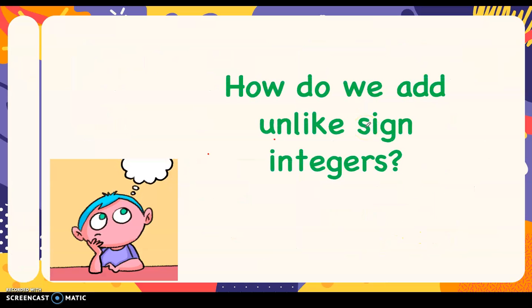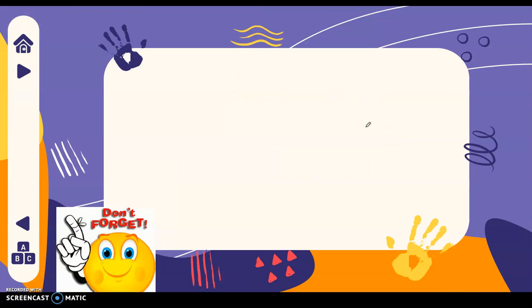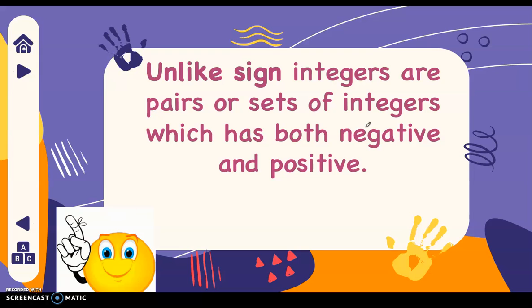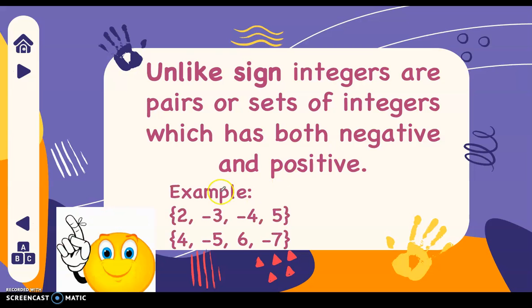We are going to add unlike sign integers. How do we add unlike sign integers? So unlike sign integers are pairs or sets of integers which have both positive and negative. So as you can see here in the example, this set has unlike signs. You can see there is 2, negative 3, negative 4, and then 5, and the other set is 4, negative 5, 6, and negative 7.